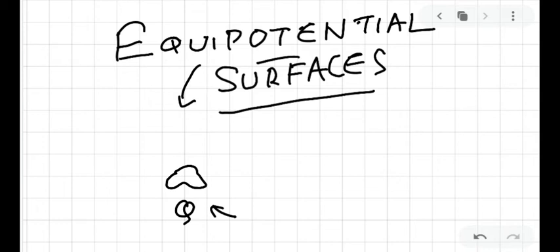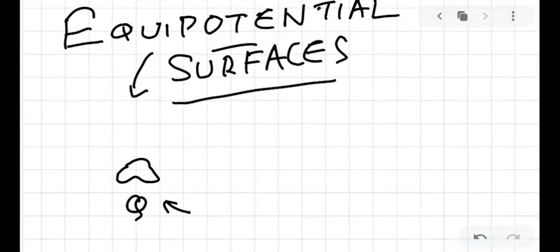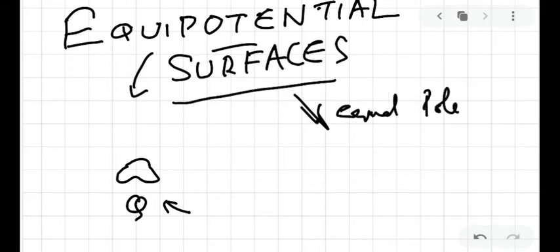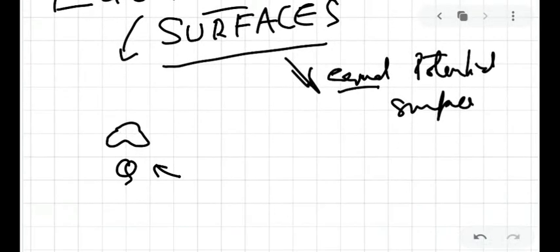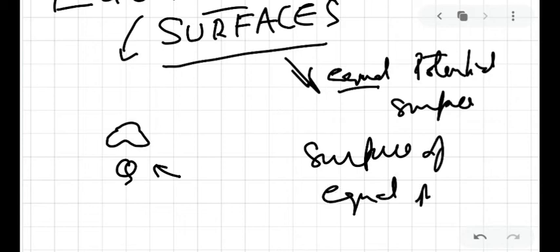So how do you know what it is? As I mentioned, equipotential surface stands for equal potential surface. It's a surface of equal potentials. That's what it literally means.